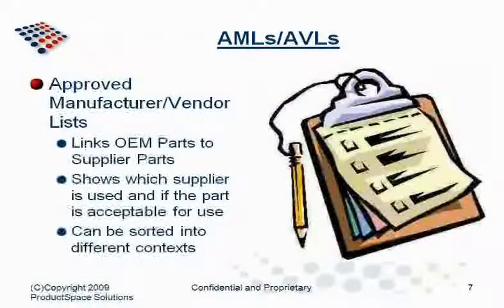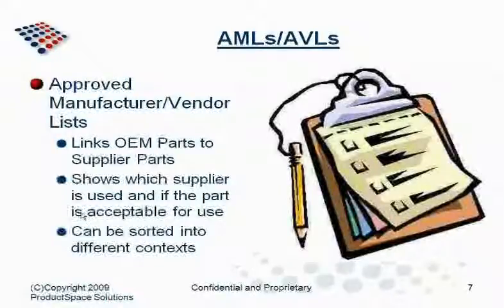Now we'll get on to AMLs and AVLs. Basically, these are just a list of your approved or preferred or non-usable manufacturers and vendors for parts. The way this works is the actual list is put on a part, and it is put on your Windchill standard part, your OEM part.